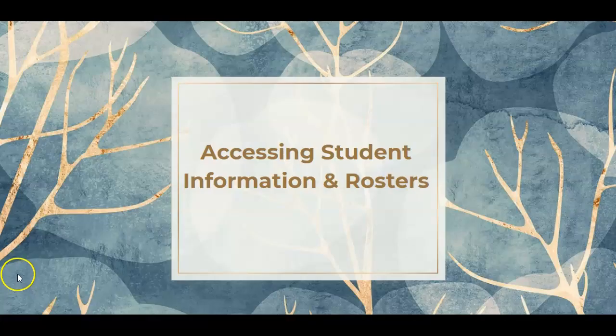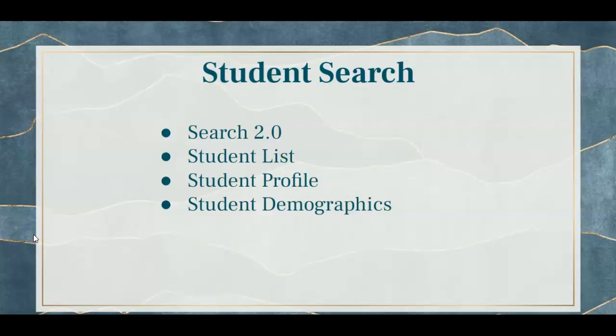All right, next we're going to move on to accessing student information and rosters that are connected to you. So we're going to focus on looking at the student search option. You've got a couple different ways to look at student information and a couple different ways to look at individual students. First is Search 2.0, where you can search individual students and look at all their credentials. Next is Student List, where you can actually pull up basically your roster of students.